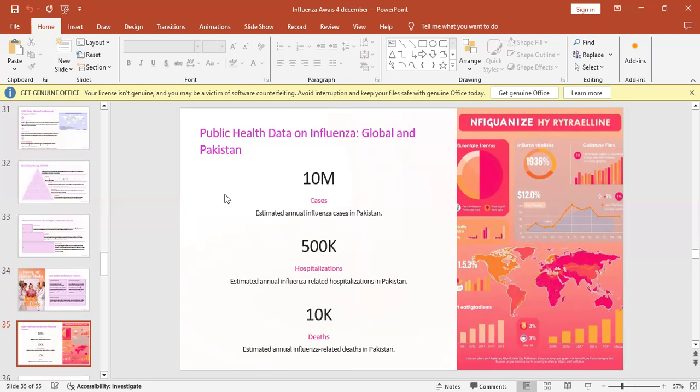Approximately 10 million estimated annual influenza cases in Pakistan, 500,000 estimated annual influenza-related hospitalizations in Pakistan, and 10,000 estimated annual influenza-related deaths in Pakistan.